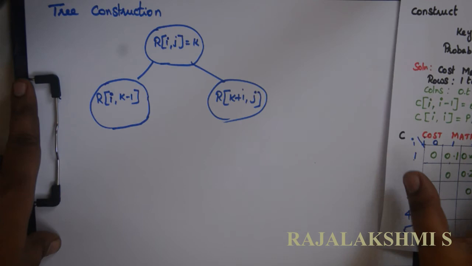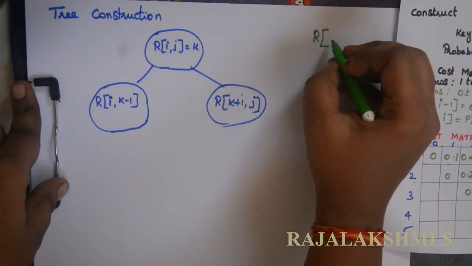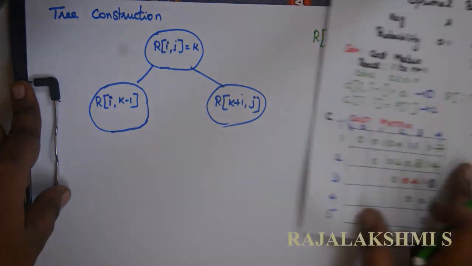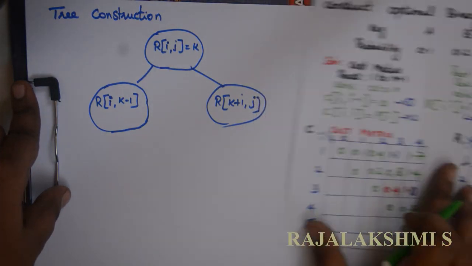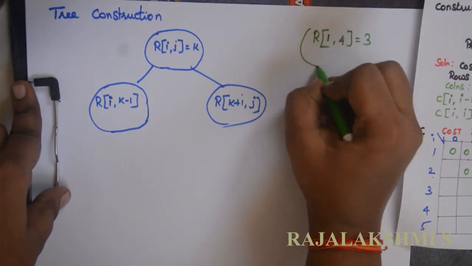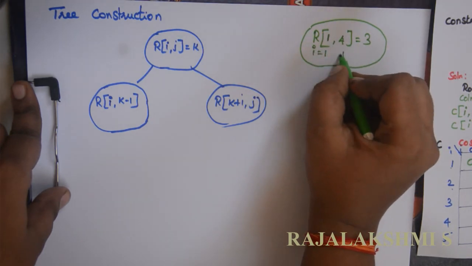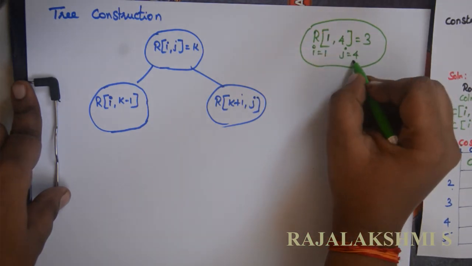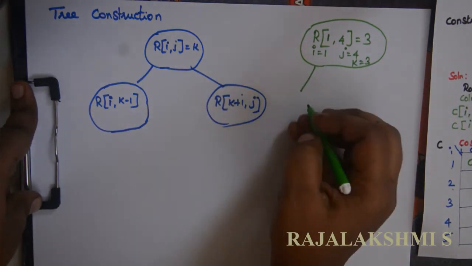So instead of i, I have 1 here, instead of j I have 4, and instead of k I have 3. So r of 1 comma 4 is equal to 3. Here i is equal to 1, j is equal to 4 and k is equal to 3. Now we will draw the right and left child.